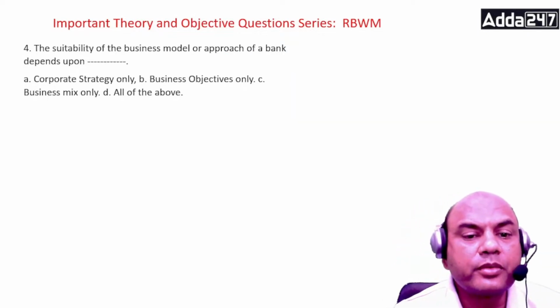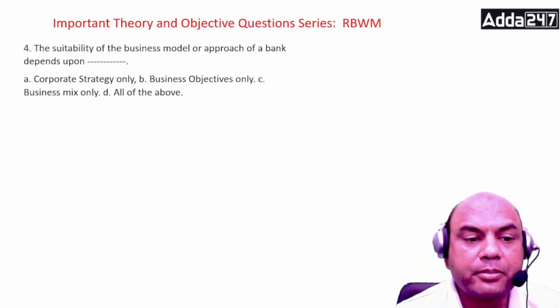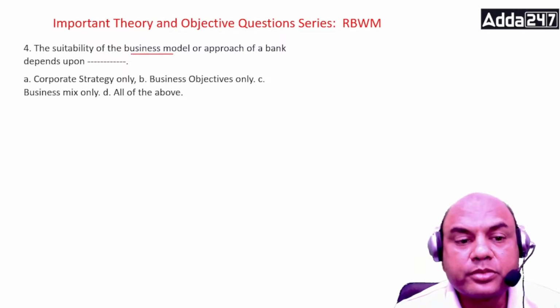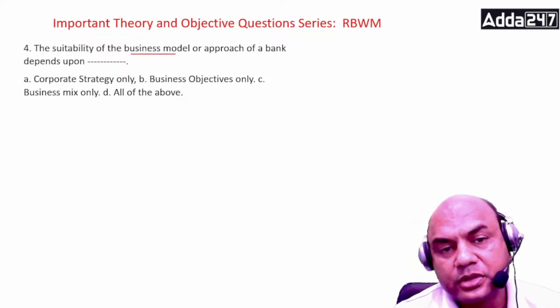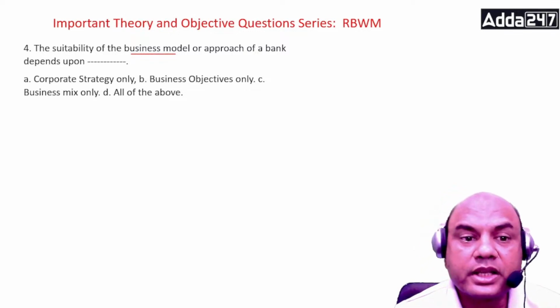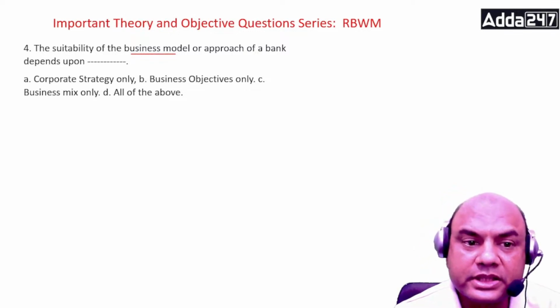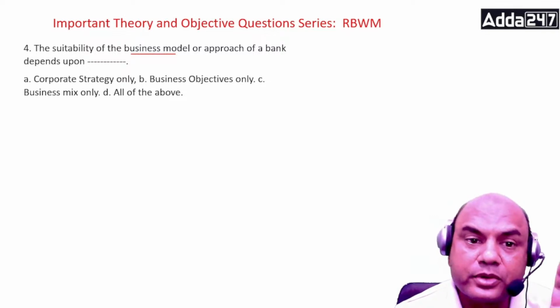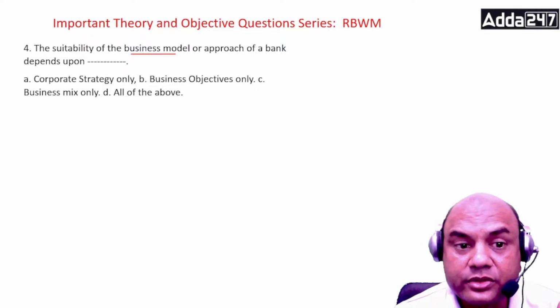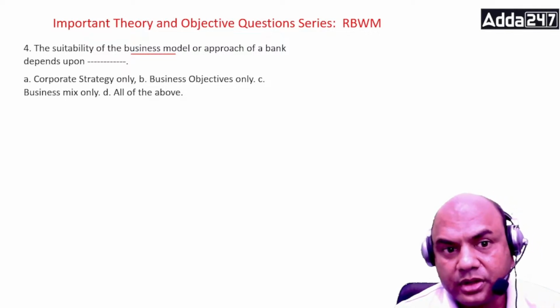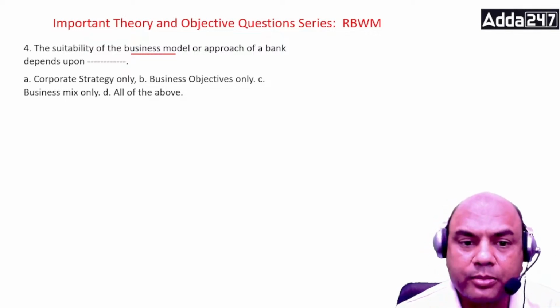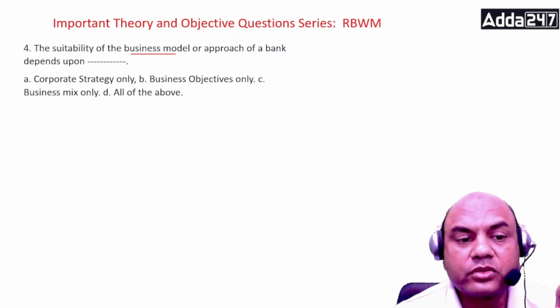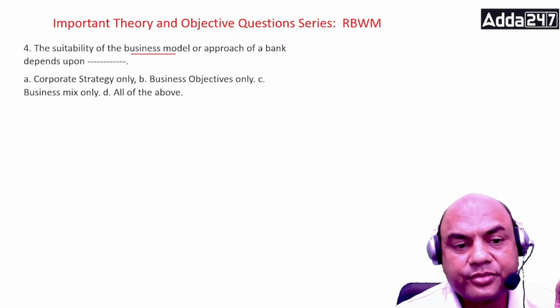The suitability of a business model or approach of a bank depends upon, meaning which business model should I use? What do you mean by business model? Horizontally organized, vertically organized, what we just saw. Or the approach is different. There are two things: one is model, second is approach. Approach will be covered whenever the topic comes. So it depends on what? Corporate strategy, business objective, business mix, and all of them.